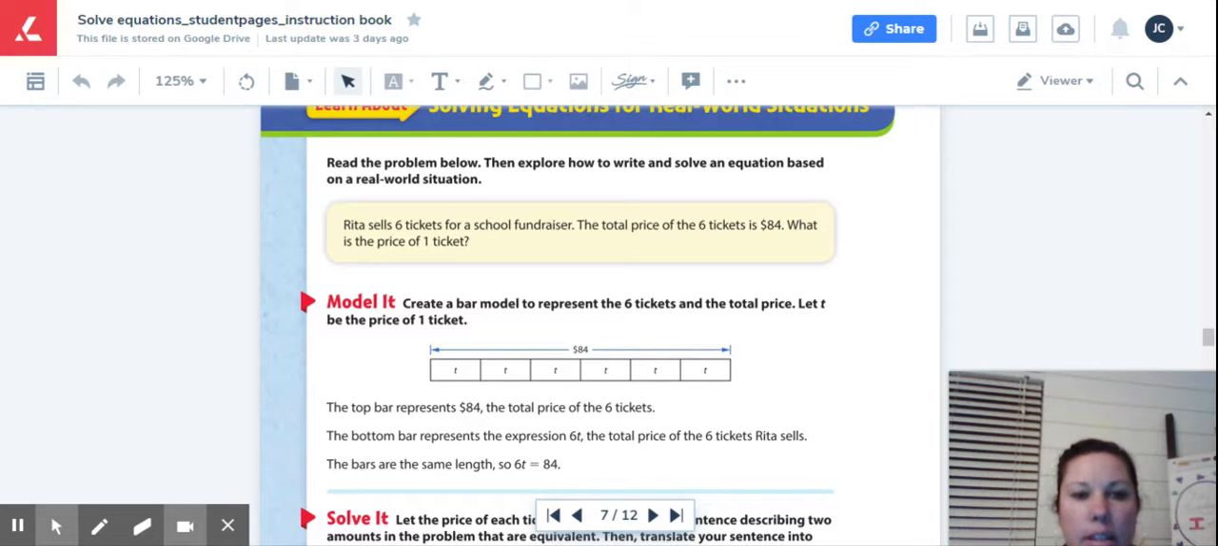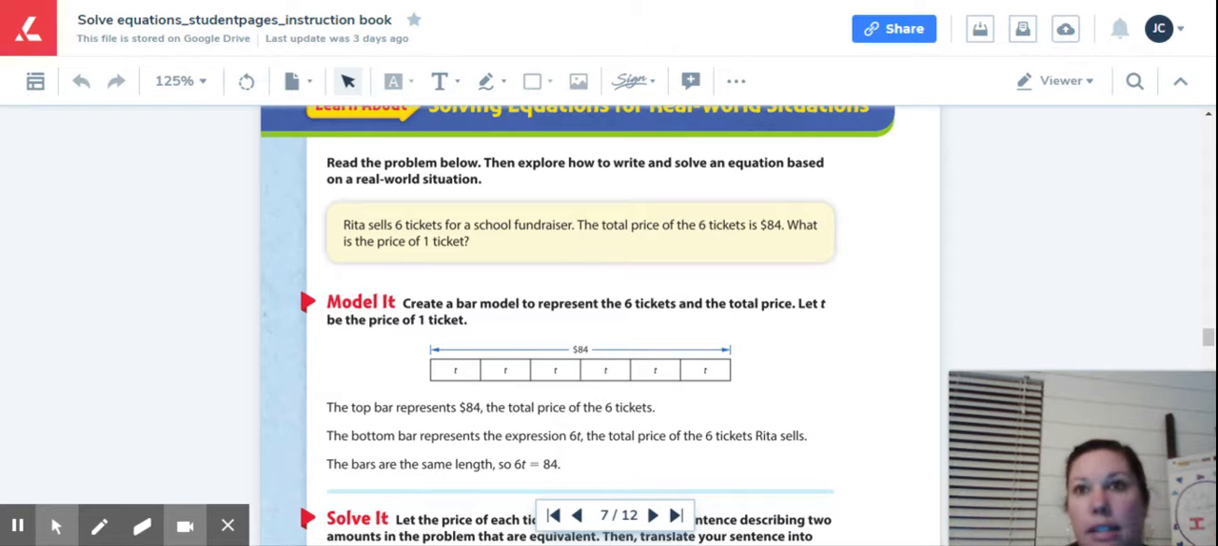It says Rita sells 6 tickets for a school fundraiser. The total price of the 6 tickets is $84. What is the price of one ticket? So they've created a model bar for my visual learners, and it says the top bar represents $84, the total price of the 6 tickets, which makes sense because we know the total, right? And then it says the bottom bar represents the expression 6t.